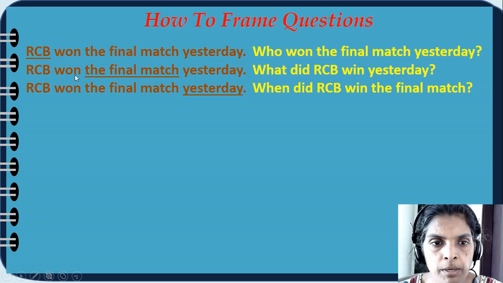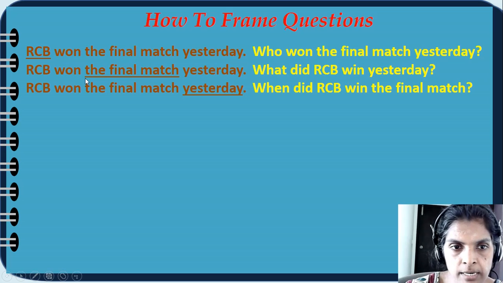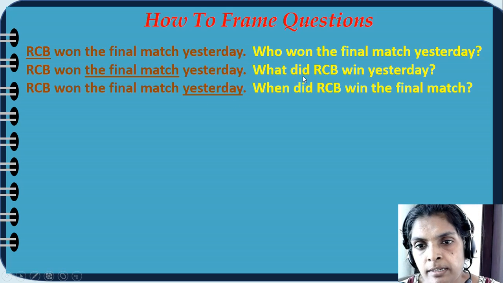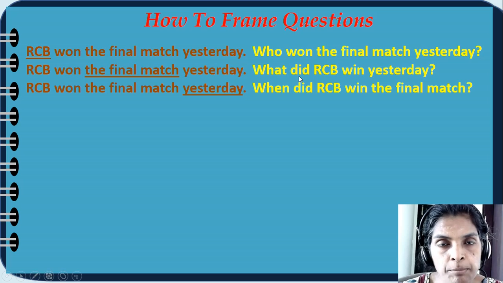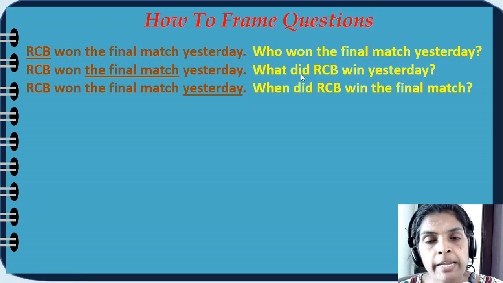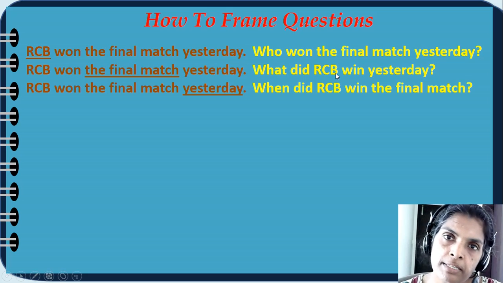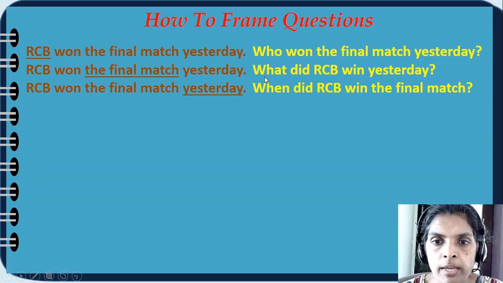Okay. Second one, the final match is underlined. So this is considered as a noun. So for this you can ask what? What did RCB win yesterday? You might ask why ma'am you have put win instead of won. See here you have did, right? Usually did is a past tense. Do is the present tense of did. So you already have one past tense to denote that it is a past tense sentence. So this main verb should be in present tense itself. Okay. So what did RCB win yesterday? It won the final match.